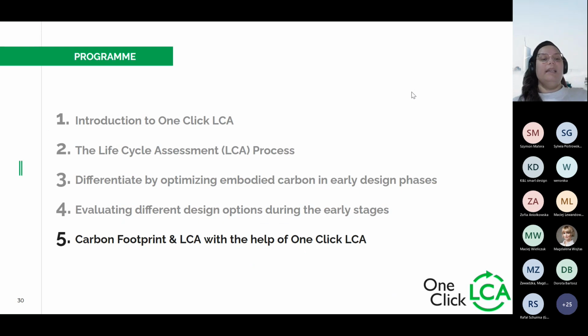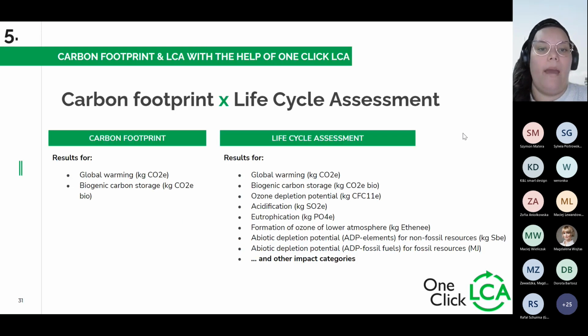So now we will have a look at the carbon footprint and life cycle assessment with the help of One Click LCA. What is the difference between carbon footprint and the life cycle assessment?